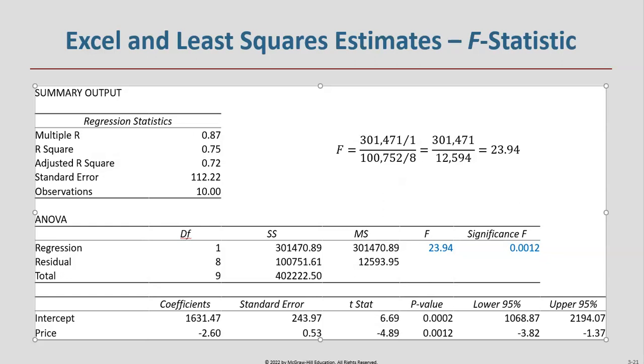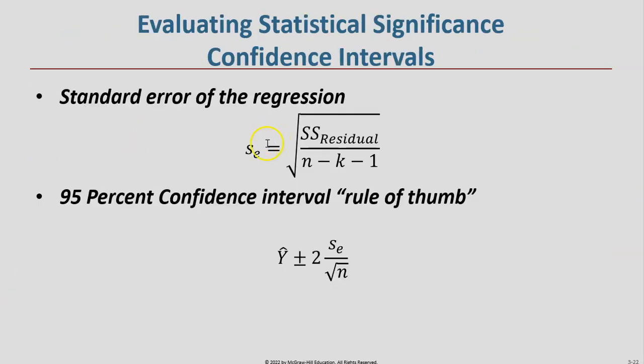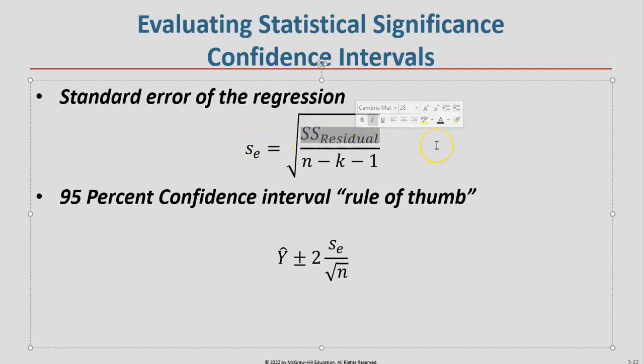And then a final thing is to understand what the standard error of the regression is. The standard error of the regression, we'll call it S sub E, is equal to the square root of the residual sum of squares, calculated from the error terms, divided by the sample size minus the number of regressors minus 1. If you take the square root of that, that's the standard error of the regression.